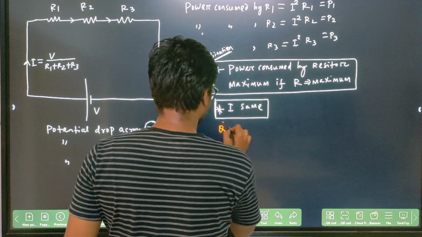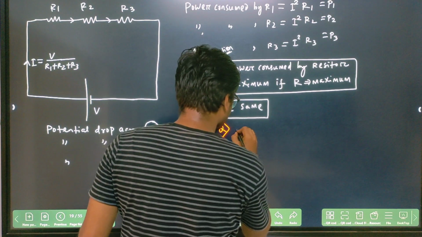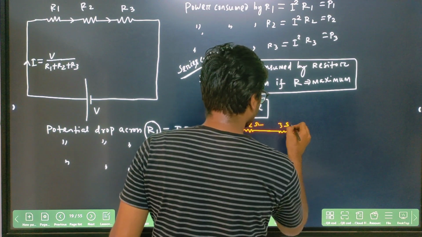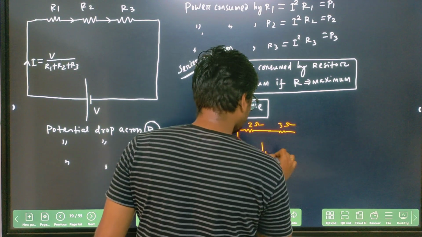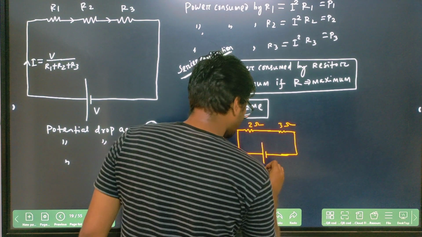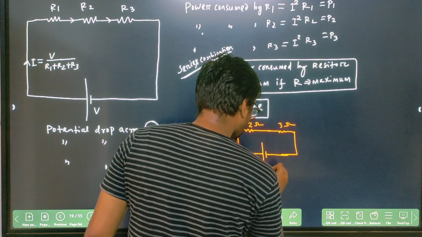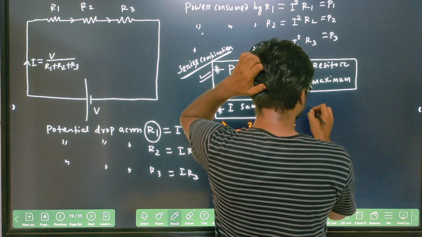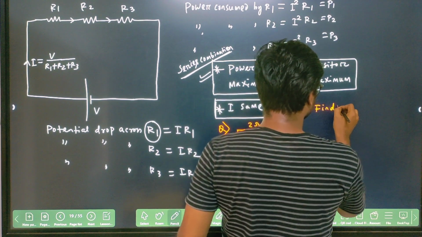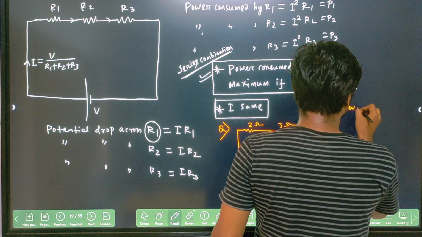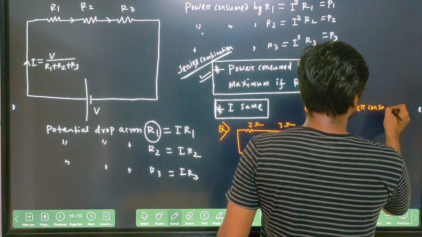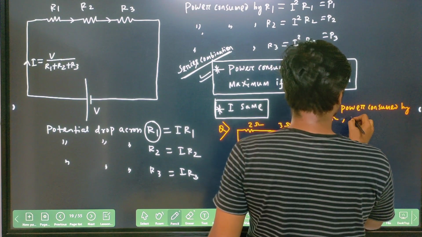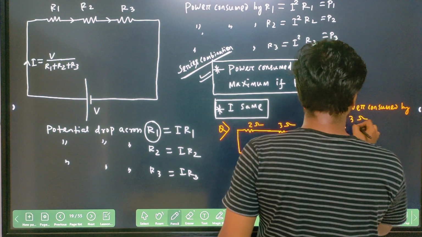This is the question I am writing. Let's say this is given as 2 ohm, this is given as 3 ohm, two resistors, and it is connected to a battery or cell that is 10 volt. The question is, find the power consumed by the 2 ohm and 3 ohm resistors.